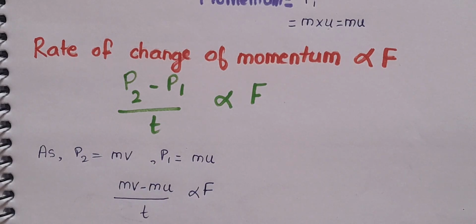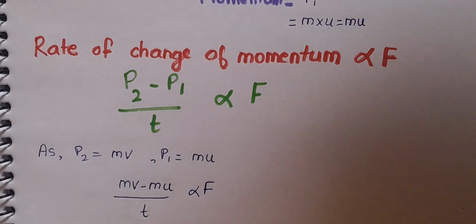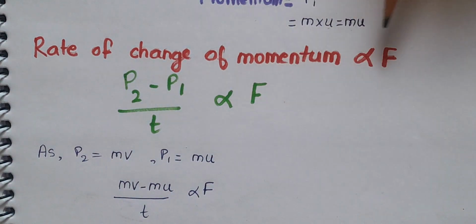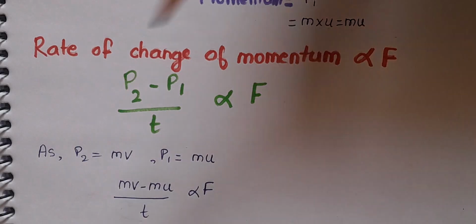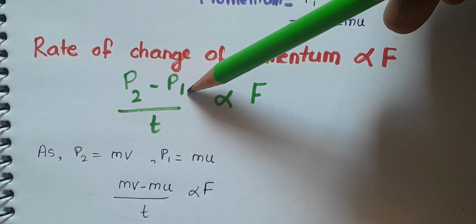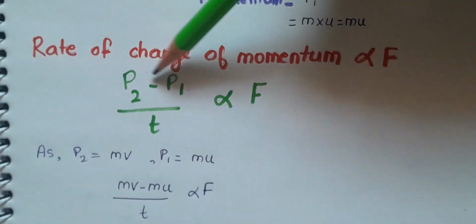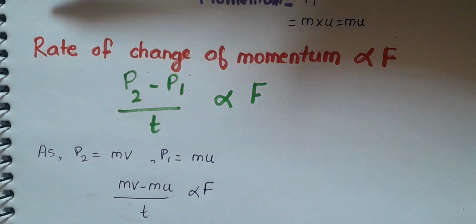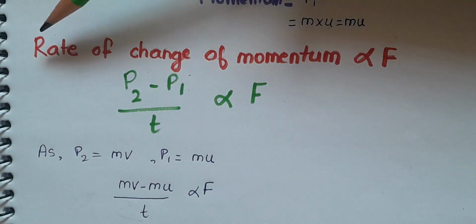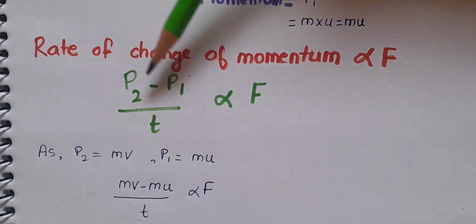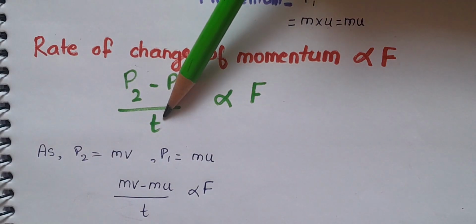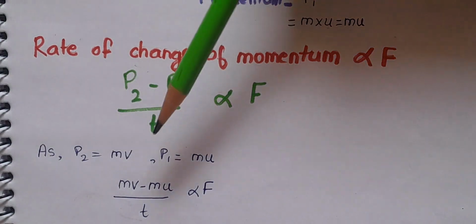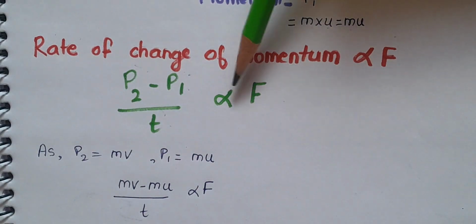Now, what do we remember from the statement of the second law? We remember that the rate of change of momentum is directly proportional to the force applied. We will subtract the first momentum from the second one, p2 minus p1. Mind this, as rate is written, rate means how much the momentum changes with respect to time. So (p2 minus p1) upon t is proportional to F.